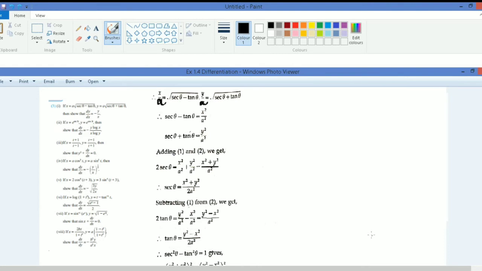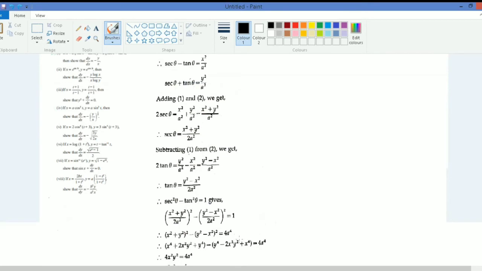Once we get these two terms of sec theta and tan theta, we need to eliminate theta. So we need to remember that sec square theta minus tan square theta is equal to 1. And we will substitute the value of sec theta as x square plus y square upon 2a square, minus y square minus x square upon 2a square, the whole square equal to 1. Now we have got rid of theta.